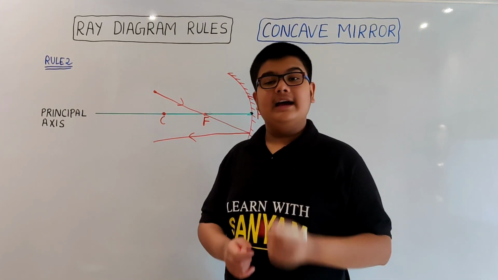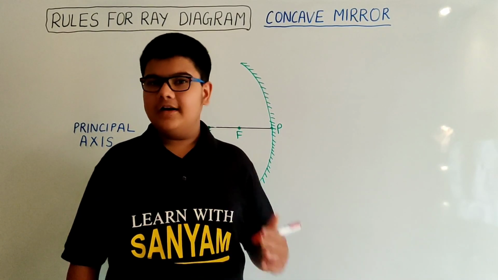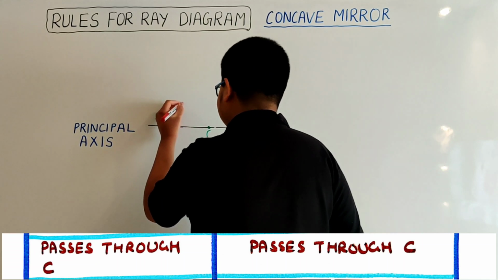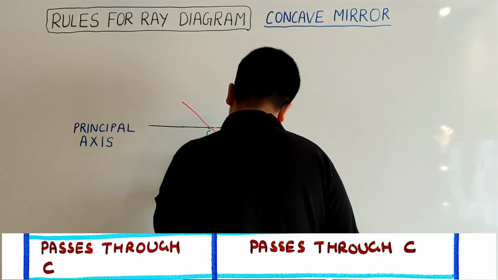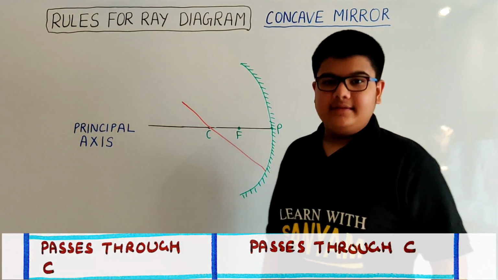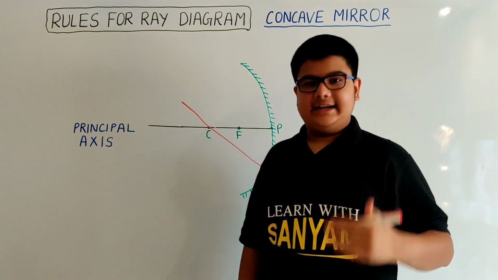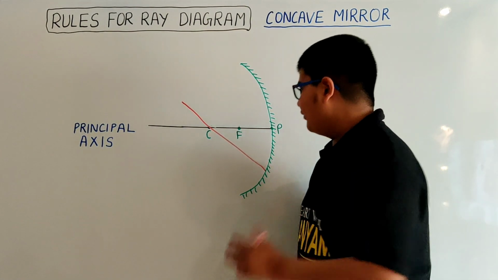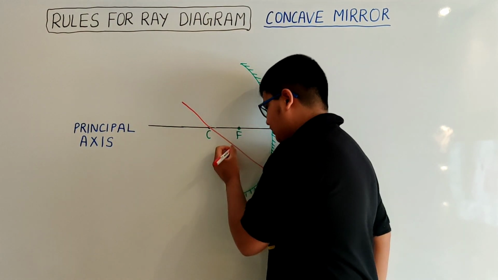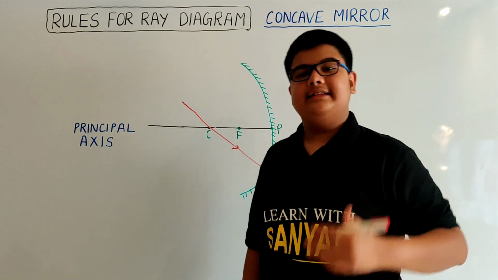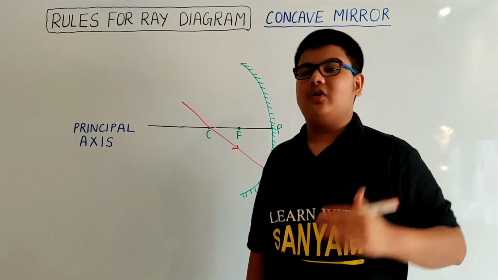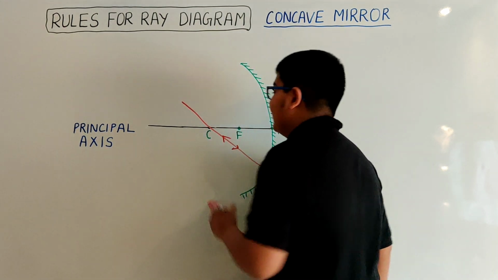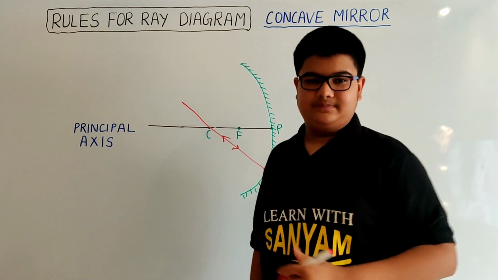Now let's discuss our third rule. The third rule says that if we draw an incident ray passing through the center of curvature, then it passes through the center of curvature on getting reflected. So if the incident ray is passing through the center of curvature, then when it gets reflected, the reflected ray will also pass through the center of curvature. So the reflected ray will trace the same path and pass through the center of curvature.